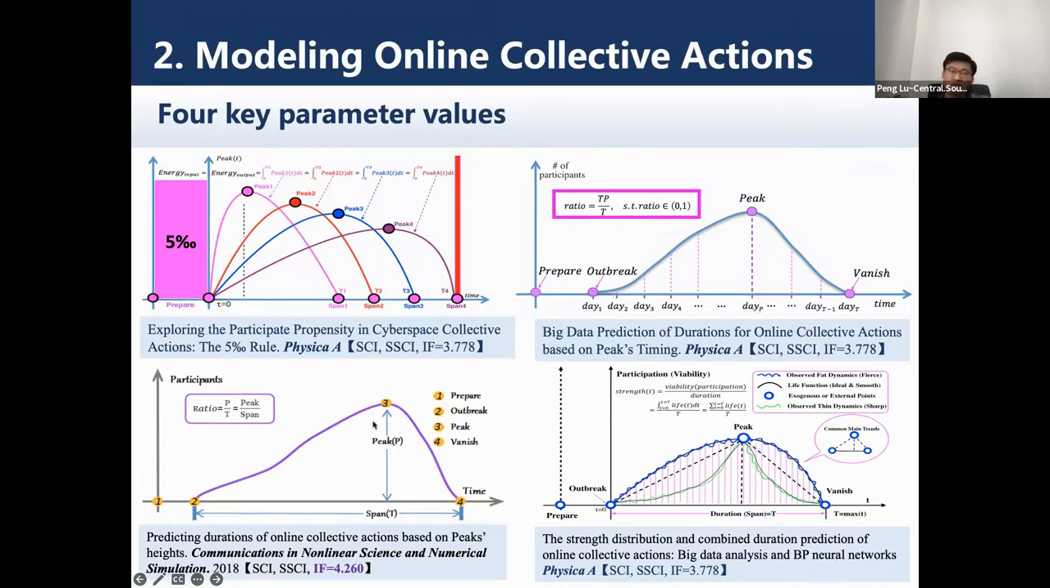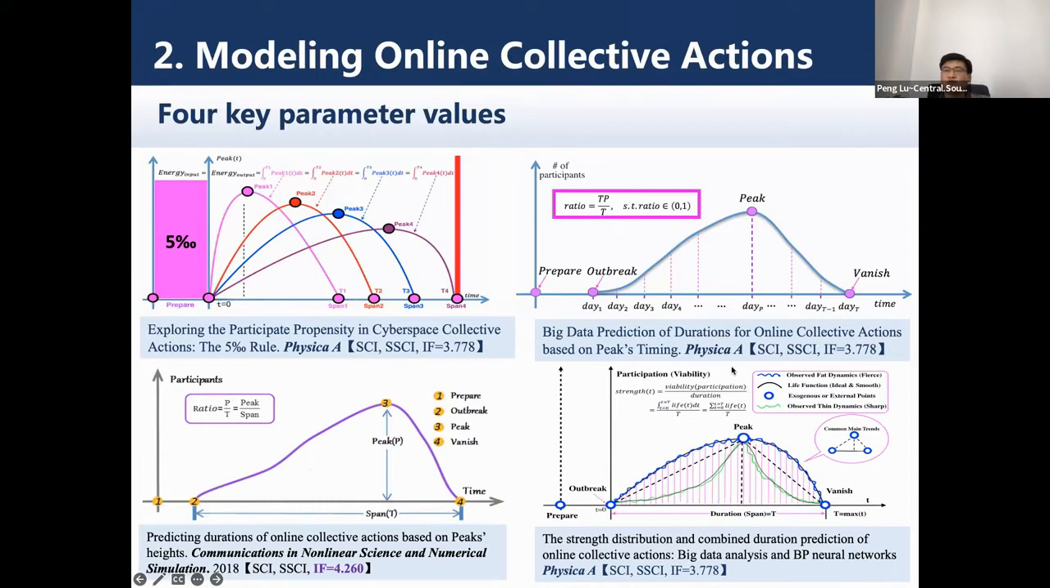The third parameter can tell us how high, how much, or how fierce the peak day is. It calculates the volume of the peak divided by the duration. Using this parameter, we can know how high, how much, how fierce the online collective action can be at the peak day.